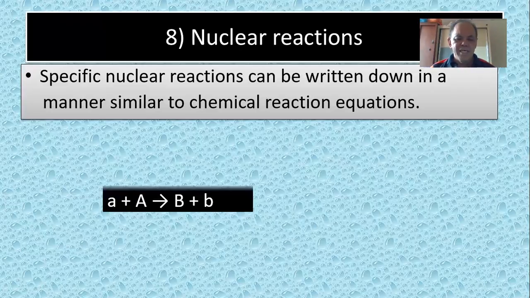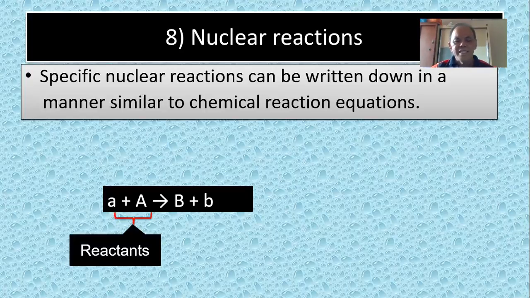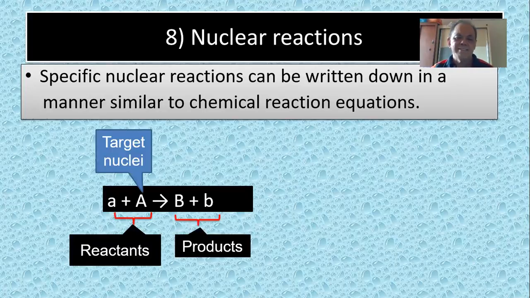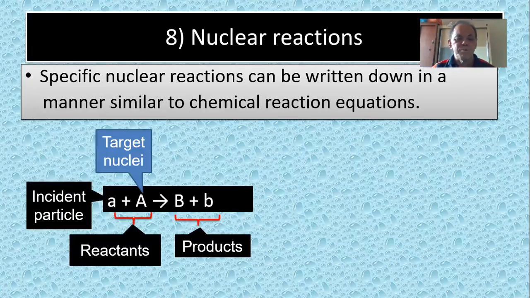That's your equation: small a plus capital A gives you B plus small b. Small a and big A are the reactants, the two that combine initially. B plus small b is the product, what you get at the end after the reaction takes place. The capital A is usually the target nuclide. The small a is the incident particle, that means a projectile, something sent to hit the target. And then B is the final nuclide, the result of the reaction.